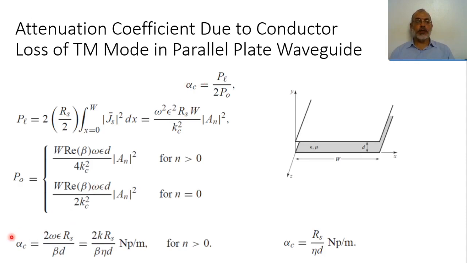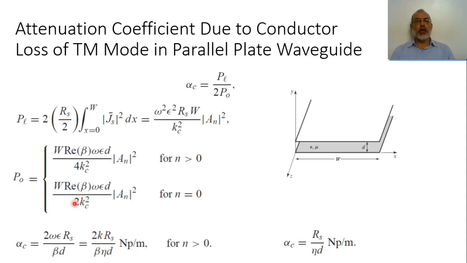So alpha c, in this case, would be this value over this value for n greater than 0, which can be simplified as 2 omega epsilon Rs over beta d. And omega epsilon can be represented as k over eta. So alpha c equals 2k Rs over beta eta d, in nepers per meter, for n greater than 0. For n equals 0, it would be this value over 2 of this value, which can be simplified as Rs over eta d. Effectively, when n equals 0, k equals beta.